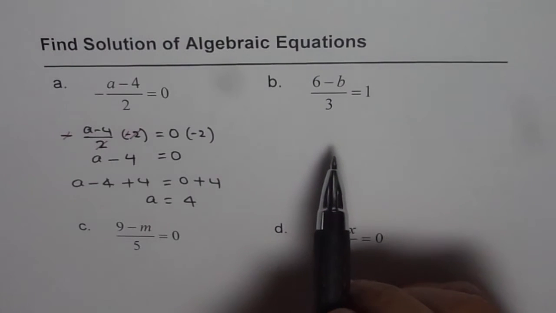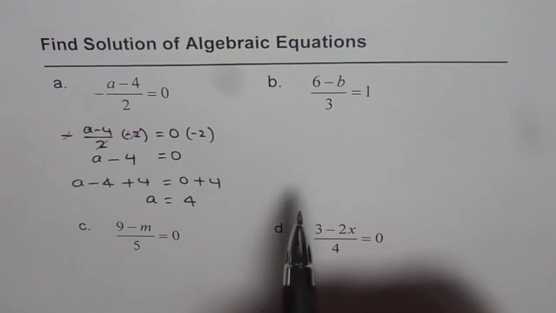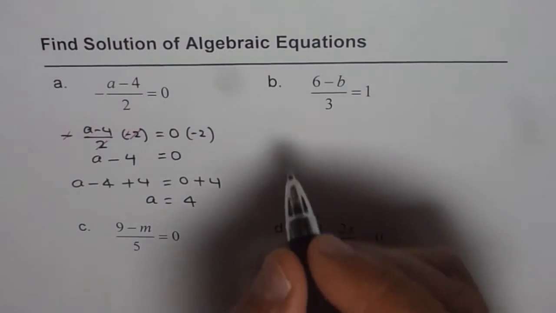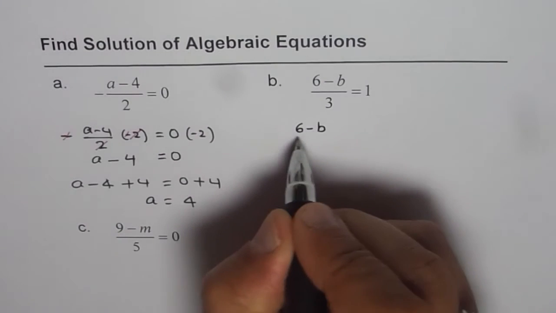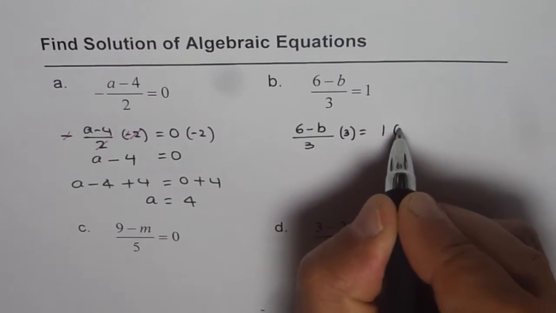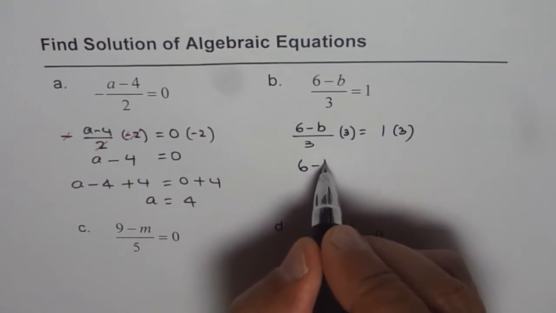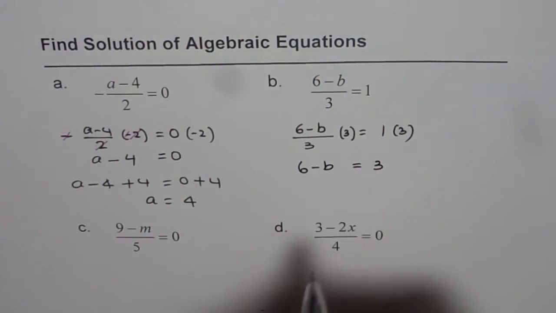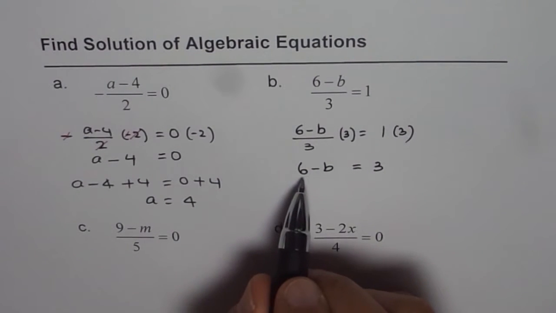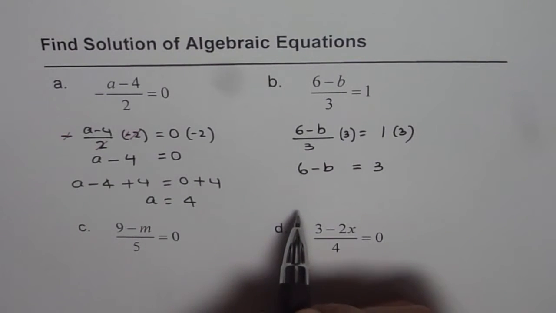Now let's do the next one, which is (6 minus b) divided by 3 equals 1. In this case, we can multiply by 3 on both sides. What do we get? (6 minus b) over 3 times 3 equals 1 times 3. Now 3 and 3 cancel, so we get 6 minus b equals 3. Now what is b equal to?